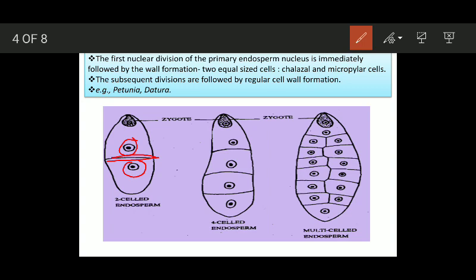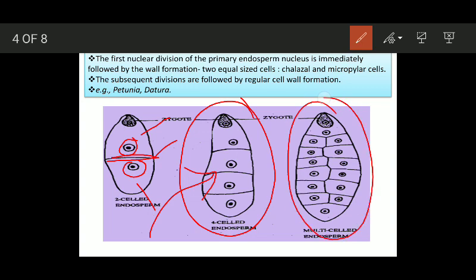In the nuclear type that we discussed, there was no cell wall formation, that is why we called it nuclear endosperm. This we call cellular endosperm because every nuclear division is followed by wall formation. So then two cells are formed. This is the micropylar cell and this one is the chalazal cell. Then both these cells divide, their nuclei will divide, and every nuclear division will be followed by wall formation. So you will be having the cells from the beginning, and ultimately the endosperm becomes mature.